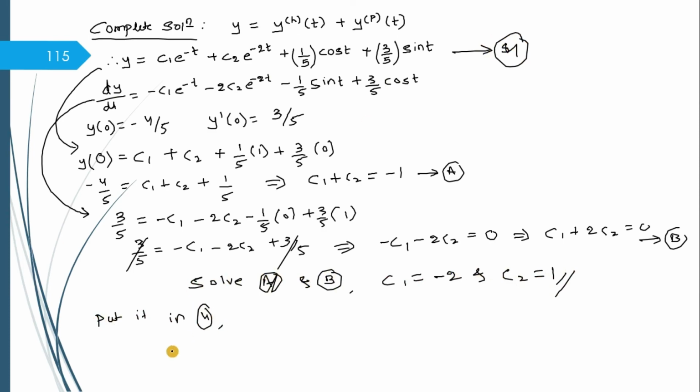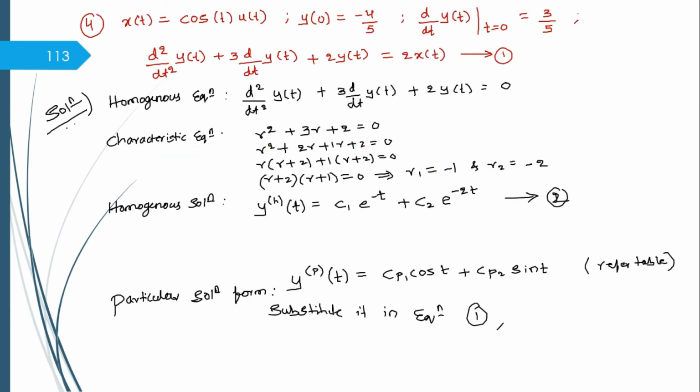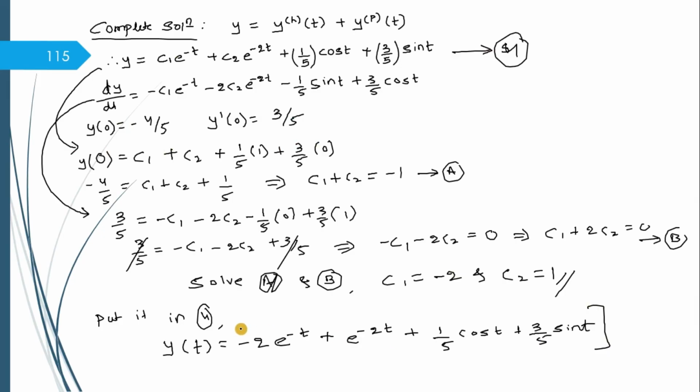Put it in 4. We get y of t is equal to C1, which is minus 2, e raised to minus t, plus C2, which is 1, e raised to minus 2t, plus the particular solution 1 by 5 cos t plus 3 by 5 sin t. This is the answer for the very big problem that we solved. Just refer to the input: the input is u of t, hence you write the output as u of t. This is the complete solution of the problem.